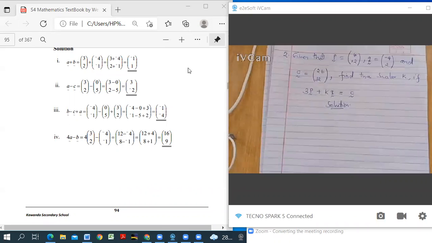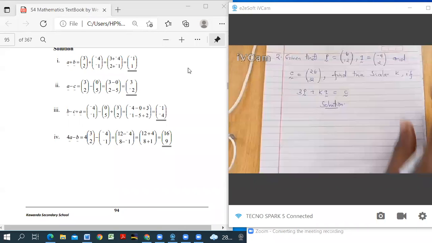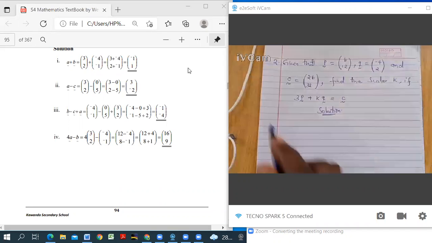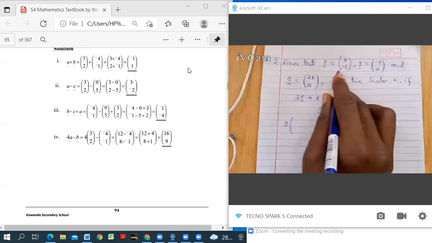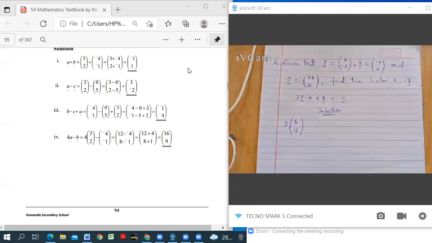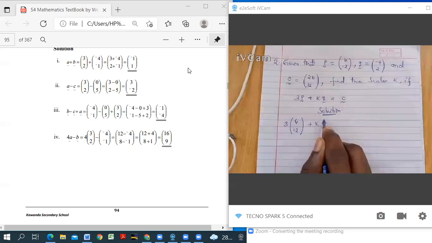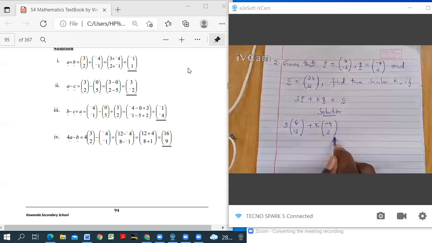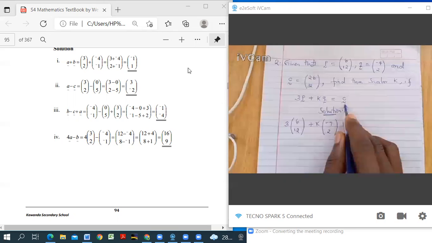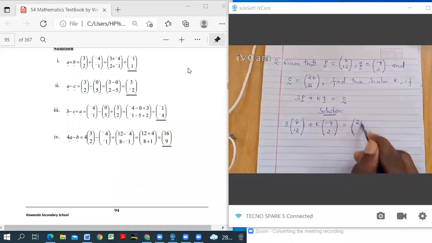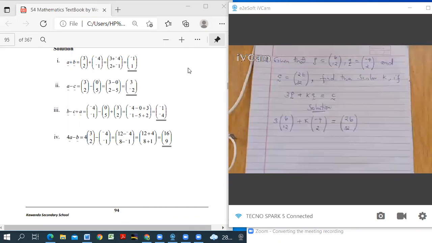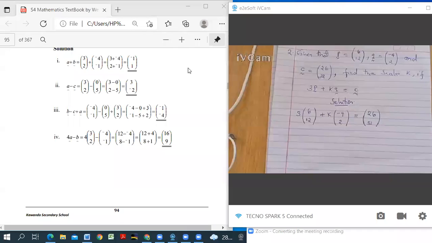Members, what are we going to do? We are going to say we have 3 into vector P, which is 6 and 12, right? Are we together? Plus K, which is the scalar, into -4 and 2. Everything must give us vector C. What is our vector C? Our vector C is 26 and 32. Is it together, members? Yes.